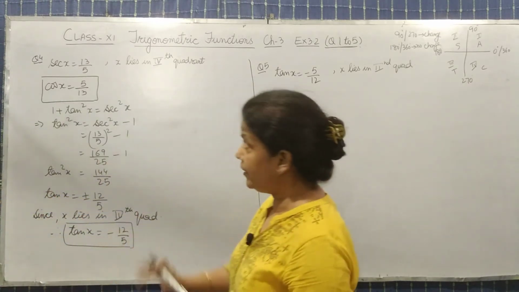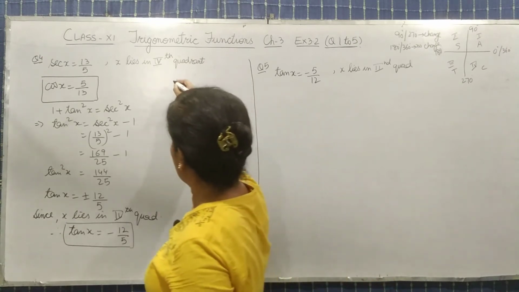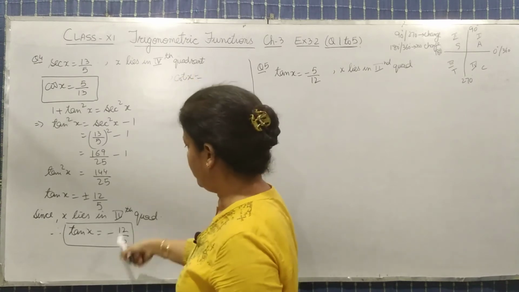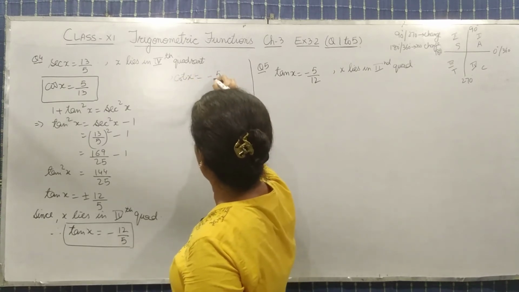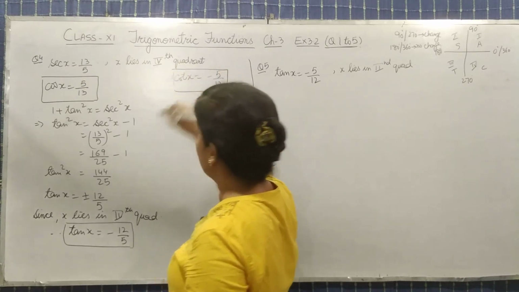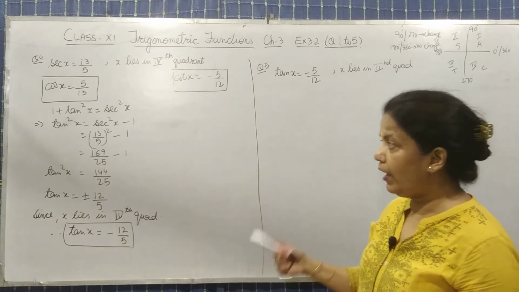Now tan x is there. How will you find out cot x? So this implies cot x will be the converse of this, -5/12. We have got cot x. How will you take the other parts?